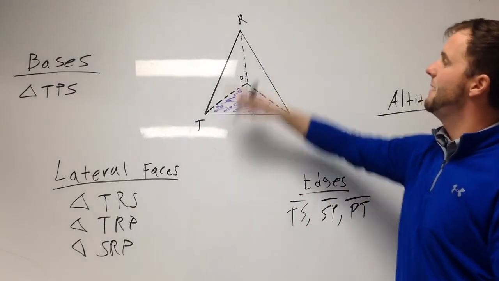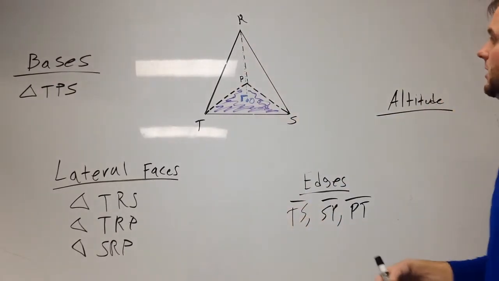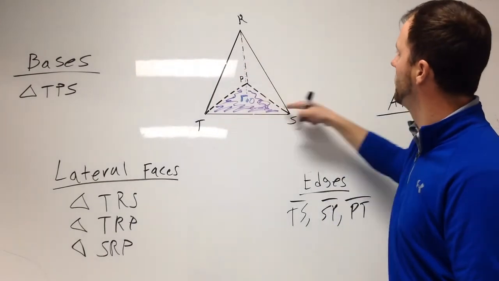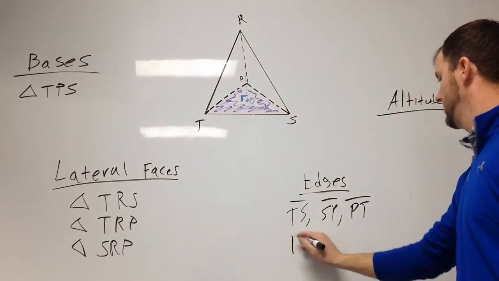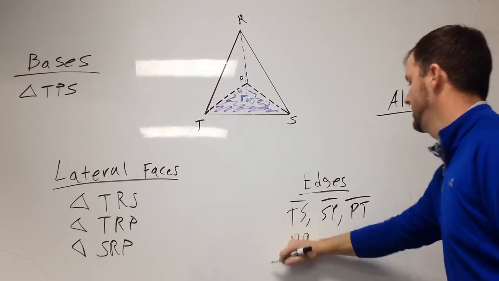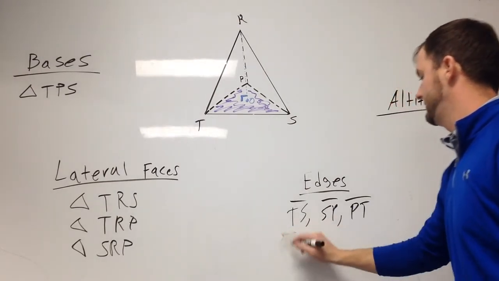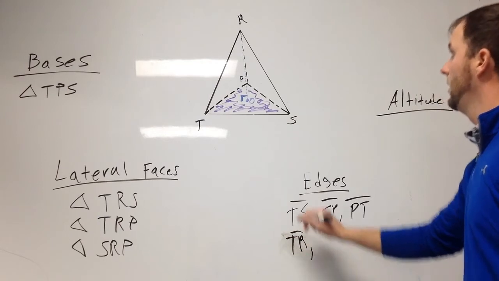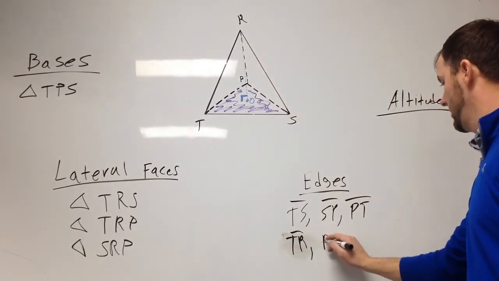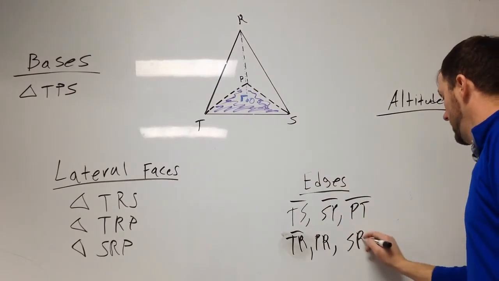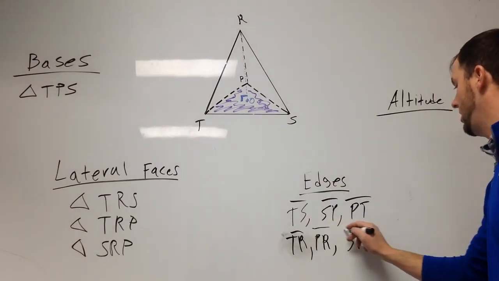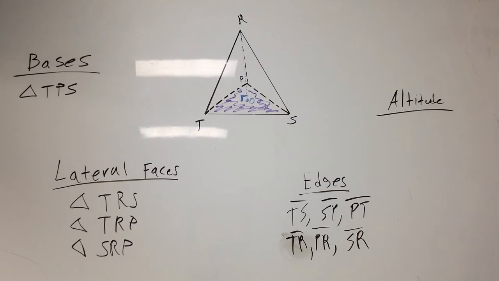Now let's go ahead and name my lateral edges here. So let's go ahead and look at this triangle right here in front. So I'm going to have TR, I have PR, and then I have SR. And ladies and gentlemen, those are going to be all of my edges that are made whenever I make this triangular pyramid. And lastly is going to be my altitude.